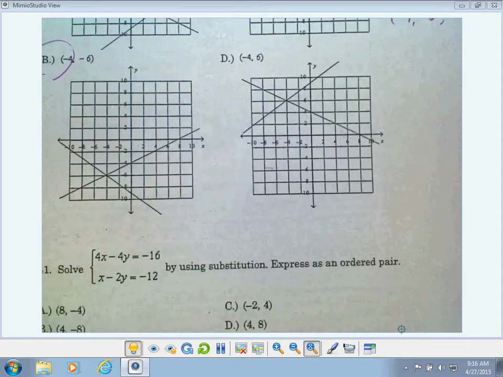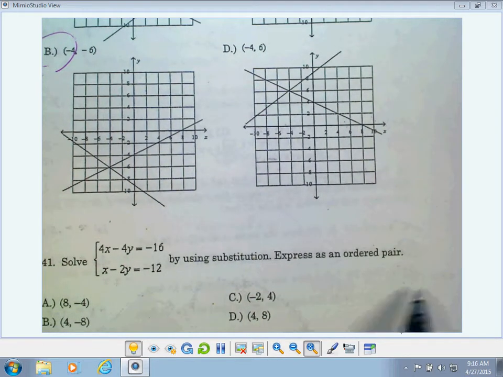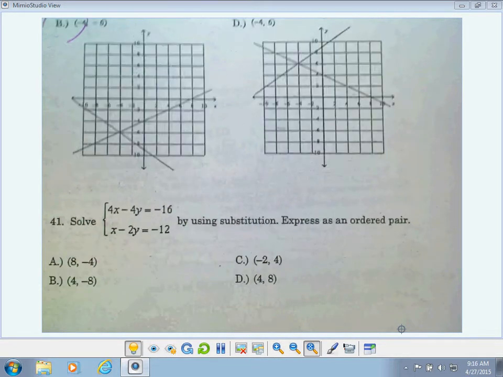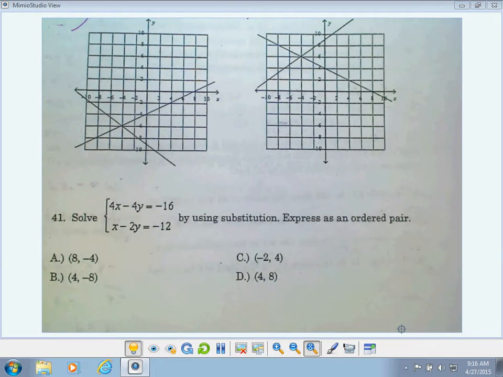Number 41 says, solve this using substitution and express as an ordered pair. See, once again, I don't see why you would do this using substitution. You could, it's not a big deal, but I think it might actually be easier to do elimination. But let's say, since we did elimination for number 40, let's look at number 41 and we'll try to solve it via substitution.